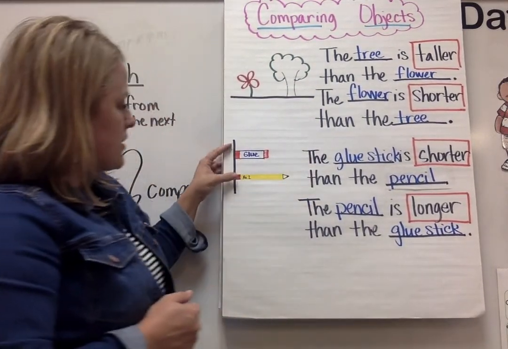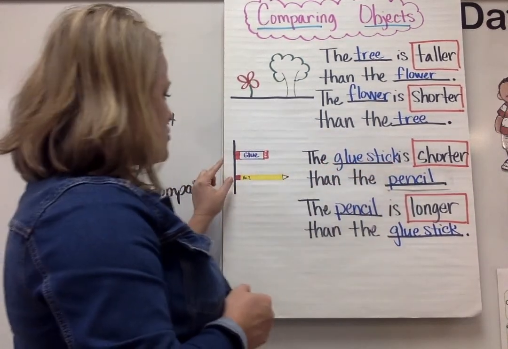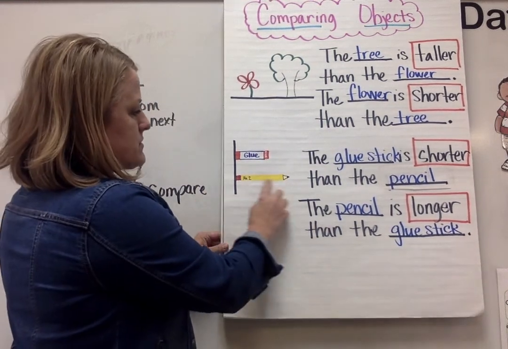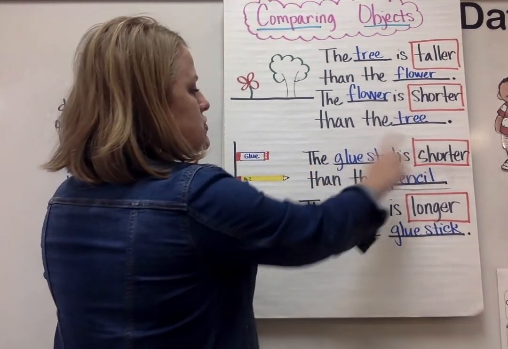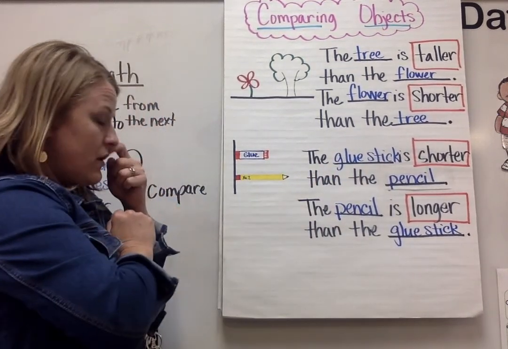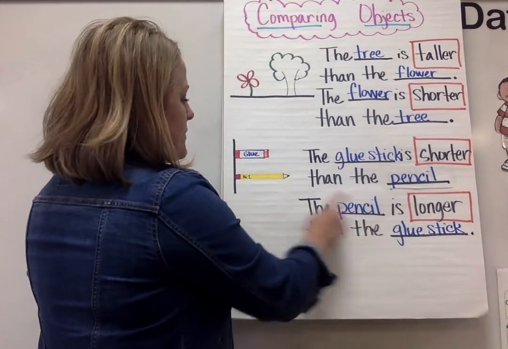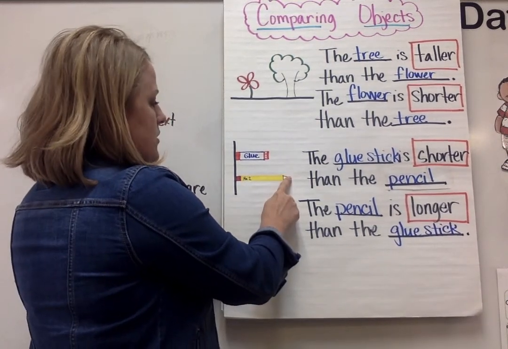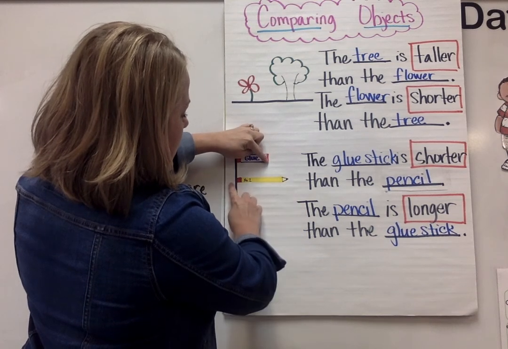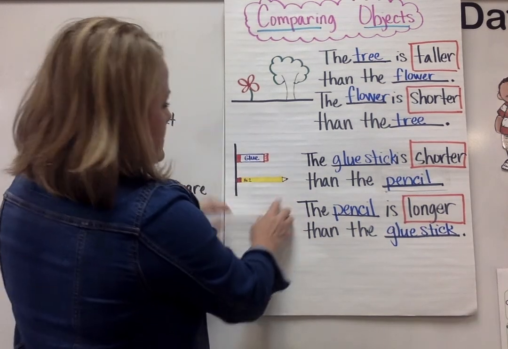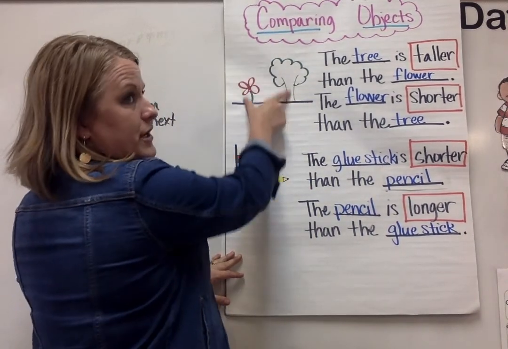Now, down here we're going to compare a glue stick and a pencil. The glue stick is shorter. I can see that my pencil extends all the way out here, and here's my glue stick. So yes, my glue stick is shorter than my pencil, or I can look at it a different way. The pencil is longer than the glue stick. Yes, my pencil is longer than the glue stick because I can see that my glue stick stops here, and my pencil comes all the way out here. So here I'm comparing longer and shorter. Here I've compared taller and shorter.